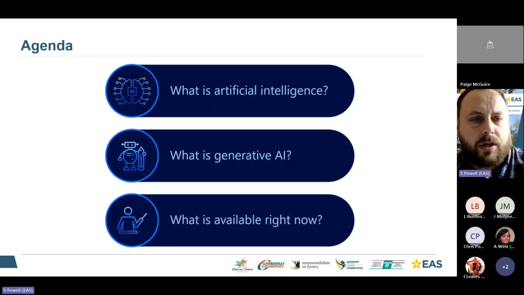So in tonight's session, we're going to hopefully cover 3 different things. The first one being what is artificial intelligence? The second being what is generative AI, a subfield of artificial intelligence. And a third one just having a little look at what tools are available to you right now, some things for you to go and play with before we come back for the session later on in the series.